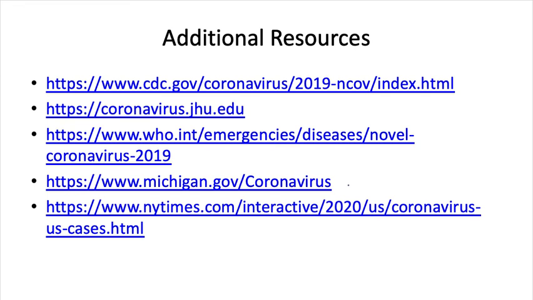The state of Michigan has a page dedicated to coronavirus, with new press releases, news updates, and also information about every county in the state of Michigan. And the New York Times has a map that shows all of the counties and their infection rates, the number of infections in every single state, and a total count of infections in the US and the number of deaths.